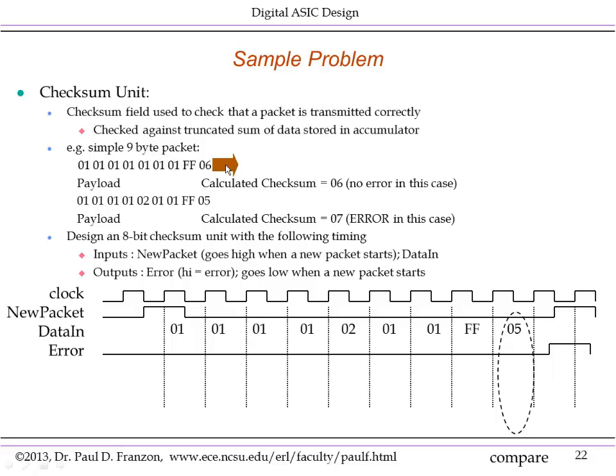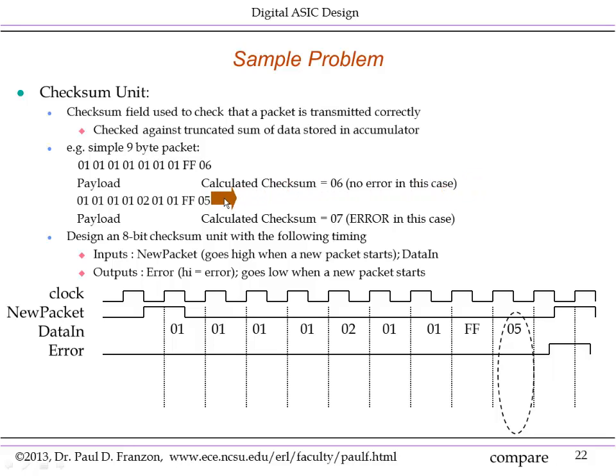So here's two examples. Again, we've got a 9-byte packet, 8 bytes payload, 1 byte checksum. In this example, 1 plus 1 plus 1 plus 1 plus 1 minus 1 is 6. The checksum sent with the packet is also 6. We compare that against the calculated checksum for the first 8 bytes. There's no error in this case.